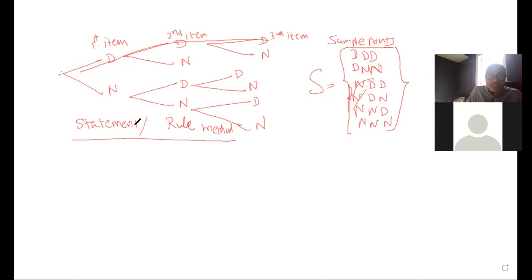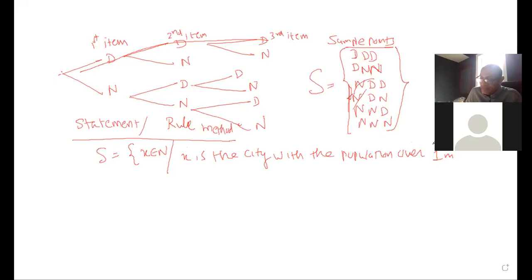But if you write the same thing in terms of a statement, or if you make a rule, something like this, suppose my sample space S is equal to the collection of all X, such that X belongs to the set of natural numbers. Why? Because you cannot say that 1.5 cities have population more than 1 million. It could be either 1 or 2 or 3 like this, but not 1.5, not 1.7. So it has to be the set of natural numbers. So X belongs to N, such that X is a city with a population over 1 million, and the set is complete. So if you write like this, it is to be understood that we are just counting all the cities whose population is over 1 million in the world.